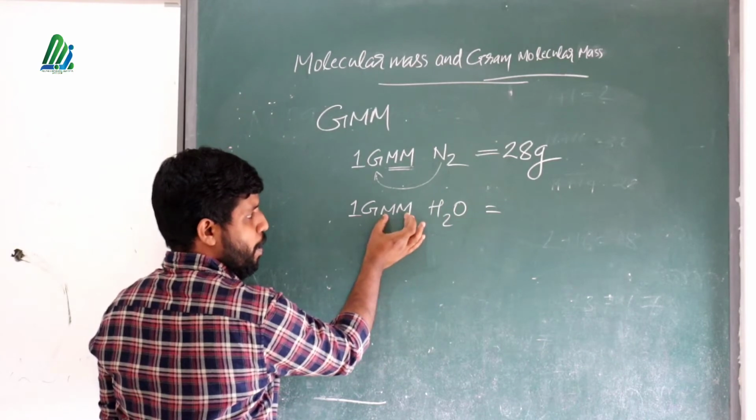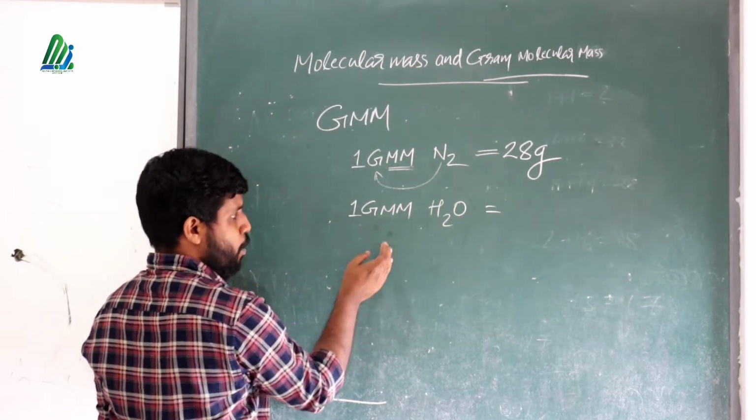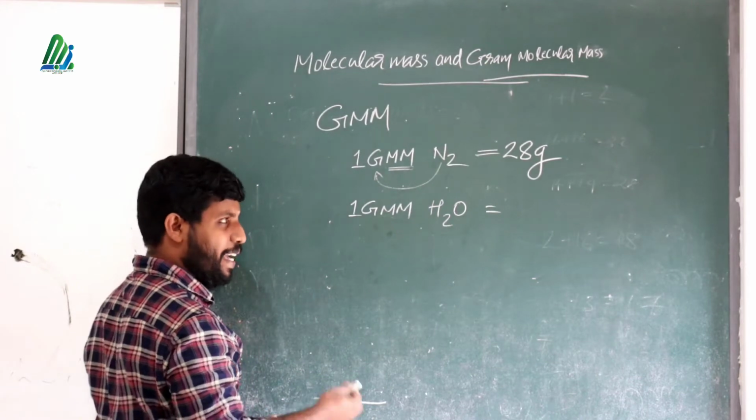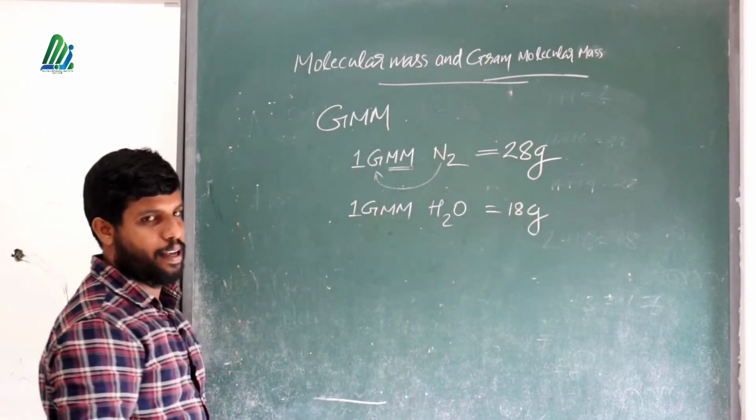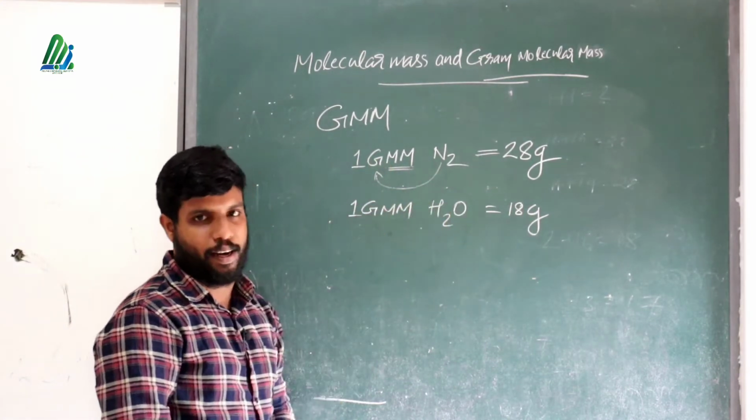Express the molecular mass of water in gram. So what is the molecular mass of water? It is 18. So that is expressed in gram, 18 gram. That is equal to 1 gram molecular mass water.